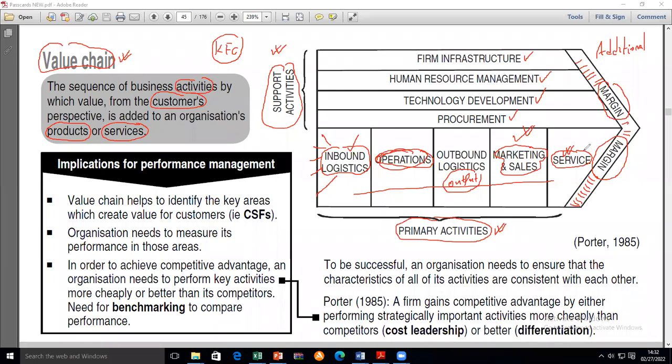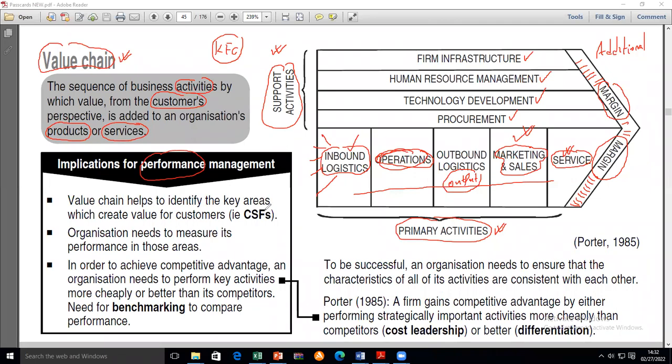Do you want to create value? The answer is yes. We use a model to evaluate our current situation. Now, for this course, like we've been saying all along, we come back to the concept of performance. So then, what are the implications for performance management?